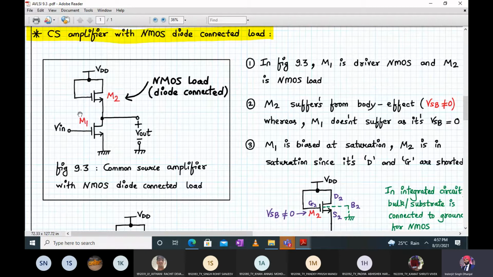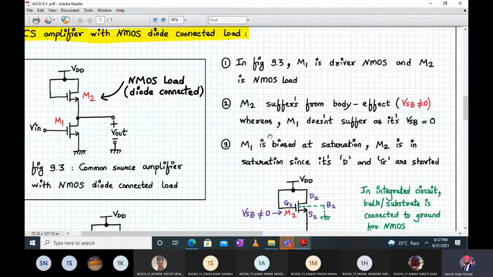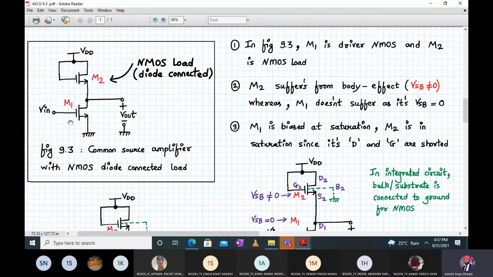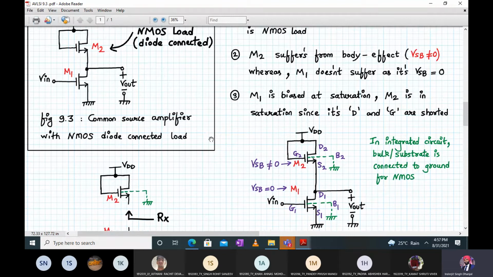Okay, here M1 is called the driver MOSFET, driver NMOS, and M2 is called the load. We call it an NMOS diode connected load because of its connection between the gate and drain. So what we have written over here: M2 suffers from body effect, whereas M1 doesn't suffer from body effect. Okay, here M1 transistor is biased in the saturation region, right? And the gate terminal and drain terminal are shorted together.